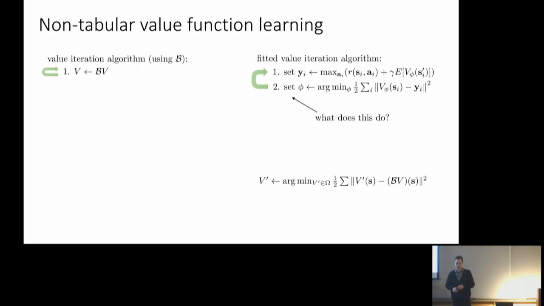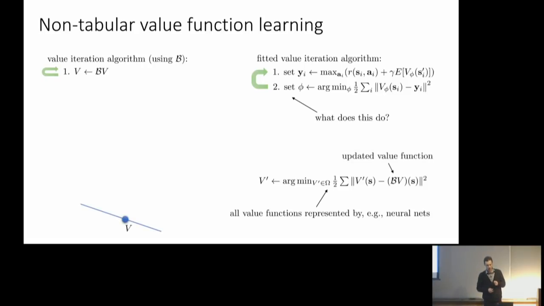Well, the squared error. So you're going to find the hypothesis in the set omega that minimizes the difference between the left-hand side and the right-hand side, the difference between the value function that's given by this hypothesis, the V prime, and the backed up previous value function. So omega is maybe like the set of all value functions that you can represent with your function approximator. B times V is your backed up value function.